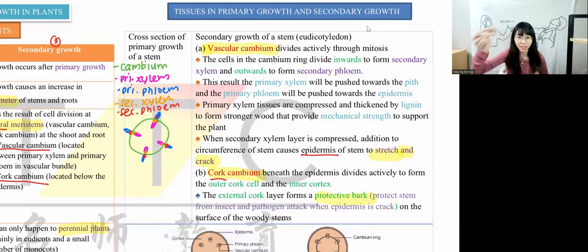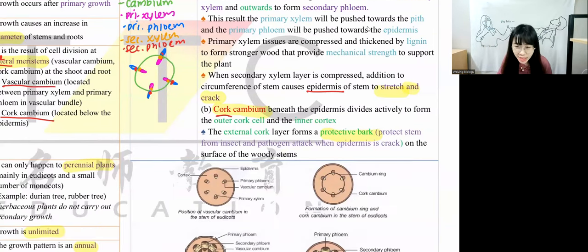It's like a scab of human, okay? Once you peel off everything, they will have bacterial infection, guys. So please don't peel off the plant's bark, okay? It's a protective layer. Okay, how do we look at this diagram over here?